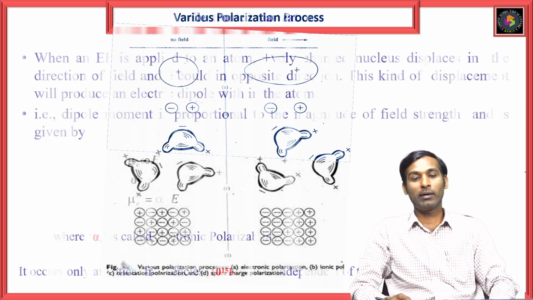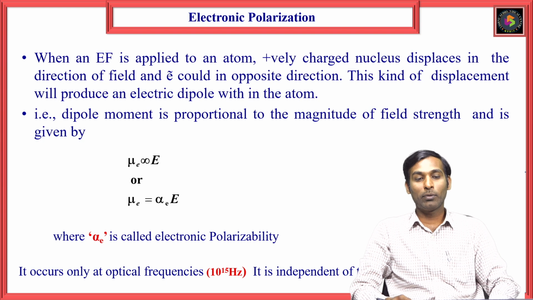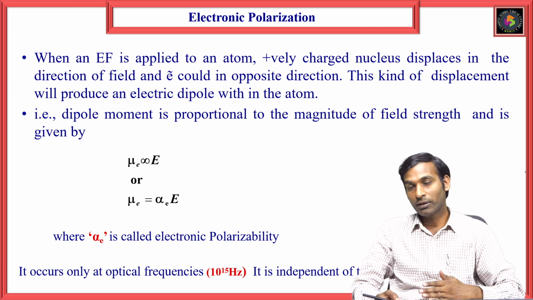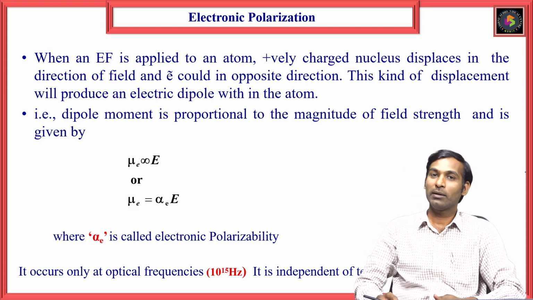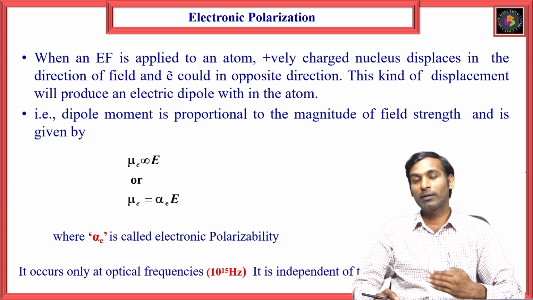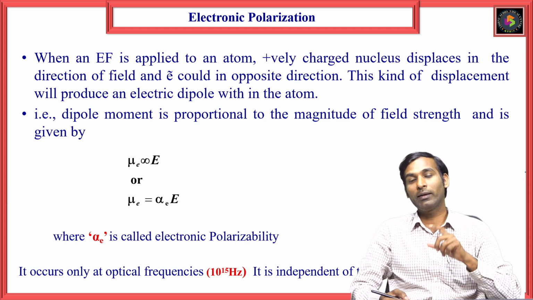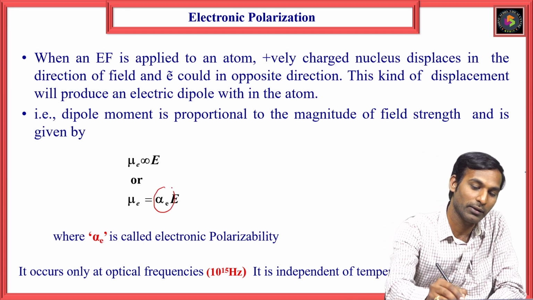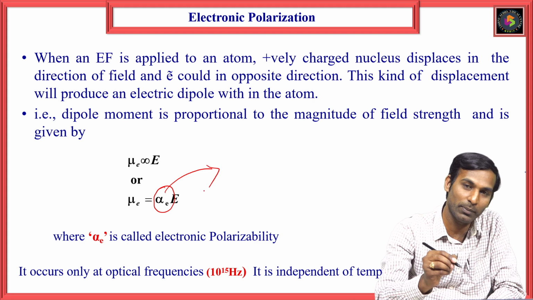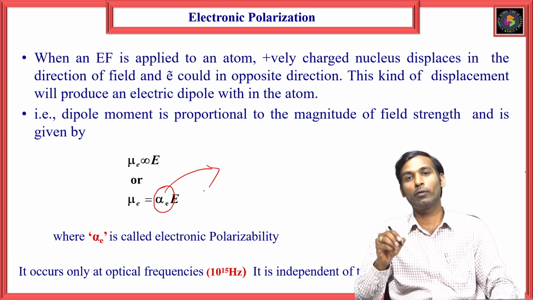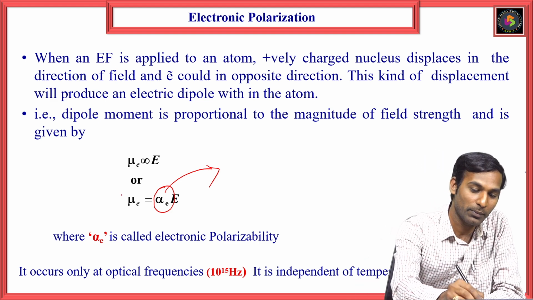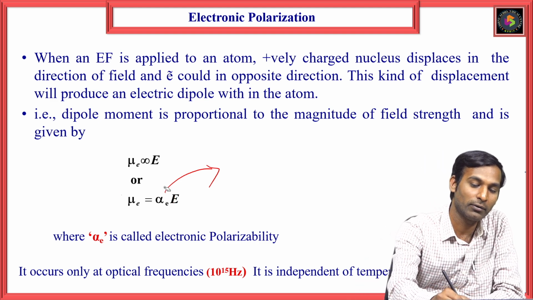Now you can see the electric polarization. In this electric polarization, first we have to calculate the induced dipole moment. The induced dipole moment mainly depends upon the electric field intensity. With the electric field intensity, we define a new parameter, the polarizability, alpha E. This polarizability mainly depends upon the electronic, ionic, orientation and space charge polarization. So as the induced dipole moment increases, the electric field intensity also increases.